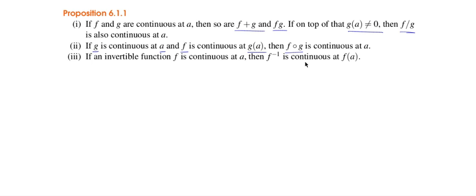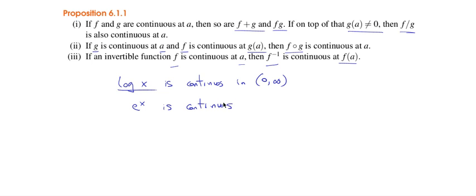And this stems directly from the definition of the limit of composed functions that we saw last unit. And then if an invertible function f is continuous at a, then f minus 1 will be continuous at f of a. Okay, which implies that the logarithm is continuous in its domain, (0, infinity), because e to the x is continuous in R.